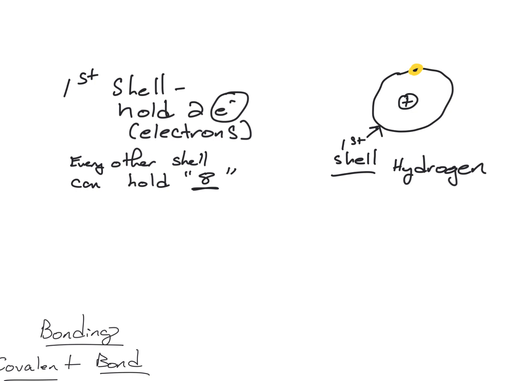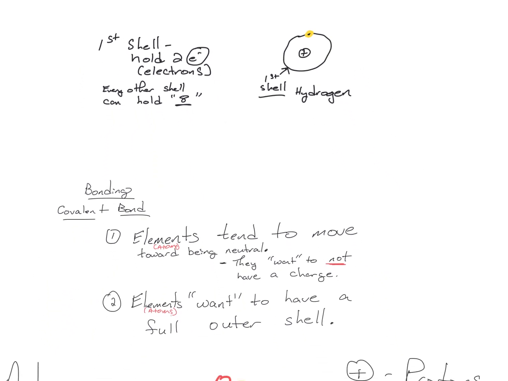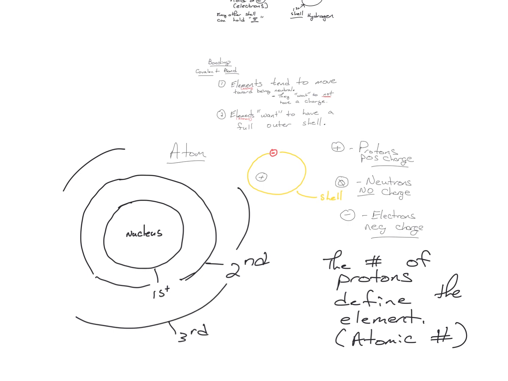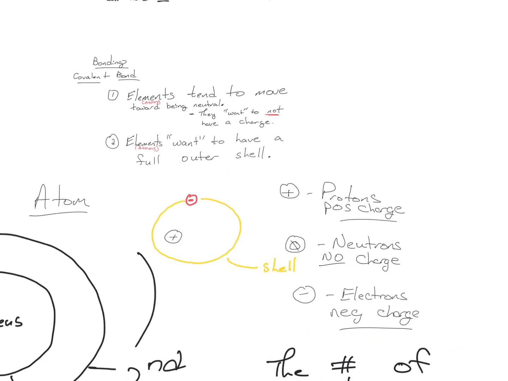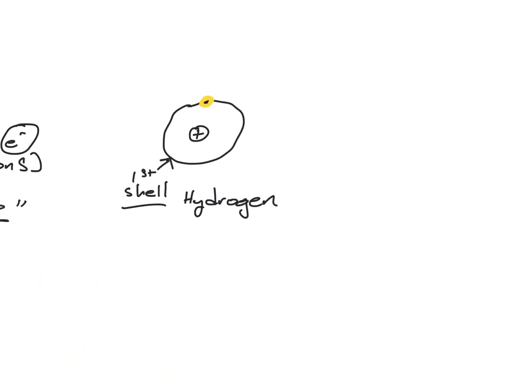So the first shell is the closest shell to the atom. Let's go back to this drawing. I think it makes sense that this shell is going to hold less than the rest because the circle's smaller. So the first shell can only hold 2. So here's hydrogen.